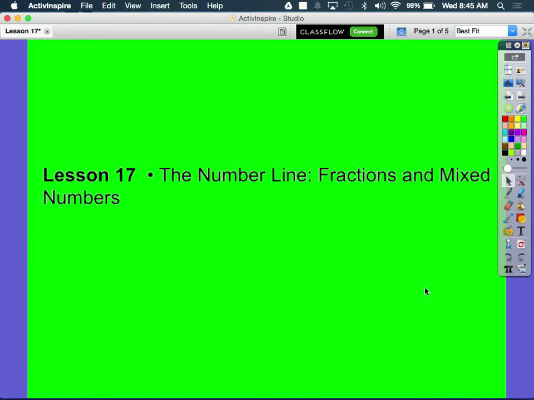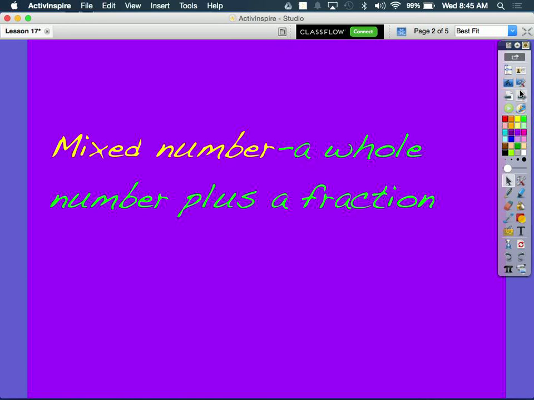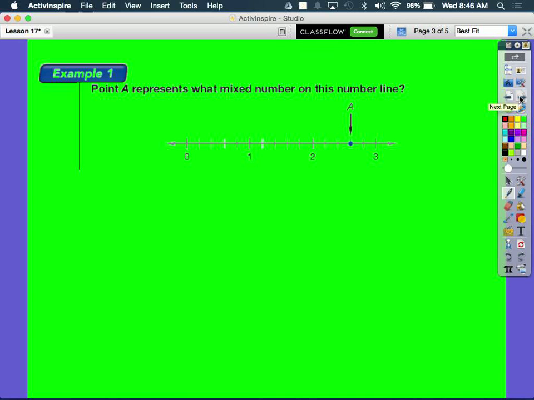For lesson 17, we're going to talk about the number line, fractions, and mixed numbers. So we talked about fractions before. Now, a mixed number is going to be a whole number plus a fraction. So we're going to have both a whole number and a fraction to go with it. So point A represents what mixed number on this line?